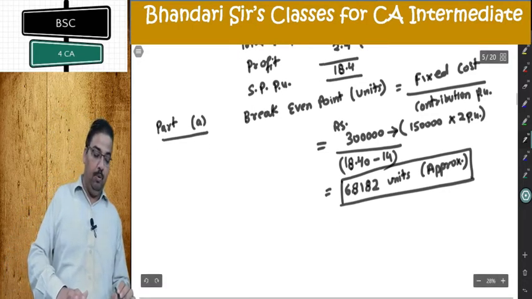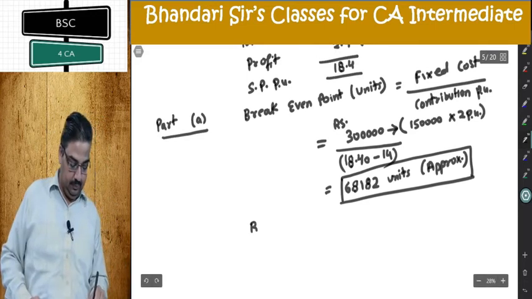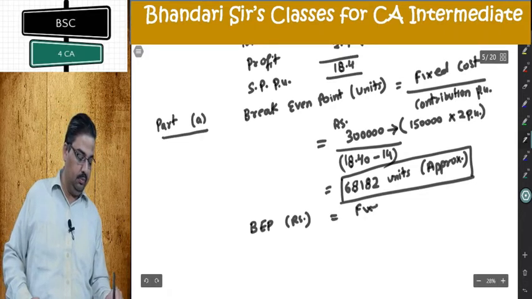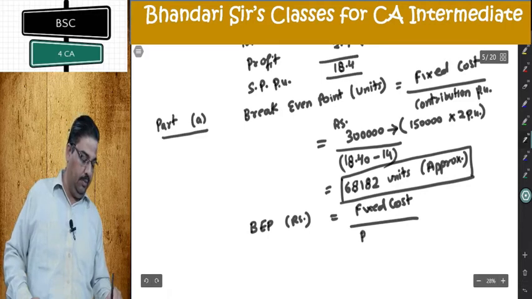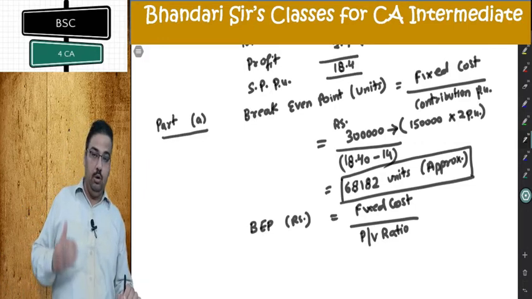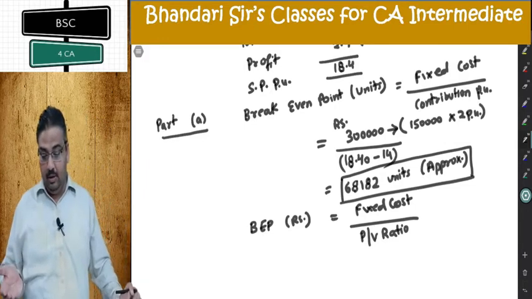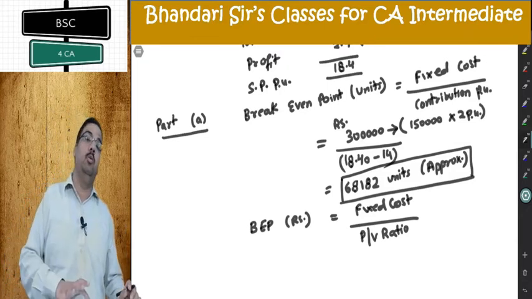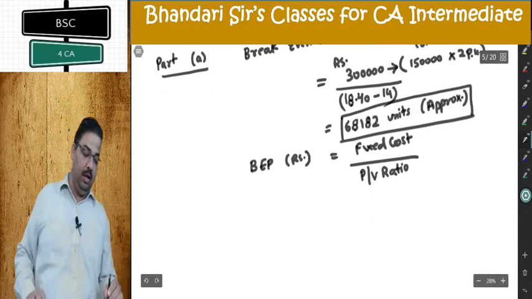If I want to compute in rupees, what was the formula? Fixed cost divided by PV ratio, profit volume ratio. So I need to compute PV ratio, which is effectively part B of the question. Part B is wanting you to compute profit volume ratio even otherwise. So I'll compute it here only.